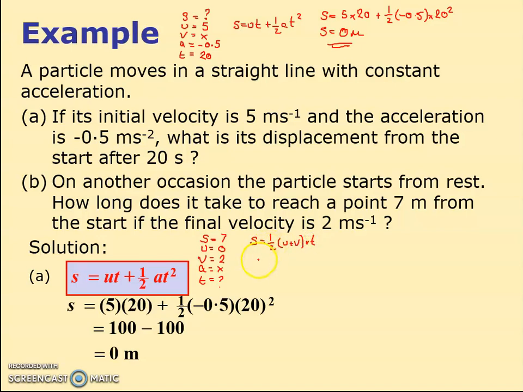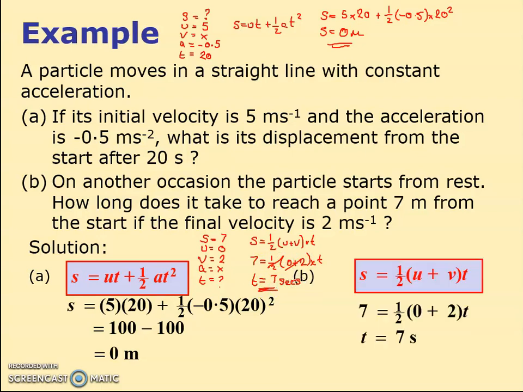So in this case, my s is 7 equals a half of 0 plus 2 times t. Well, the good thing about that is that adds up to 2, and times by a half is 1. So I actually think t is equal to 7 because that cancels with that. 7 seconds. Let's see what I've got. 7 seconds is what I've got, and I've got to use the same equation.